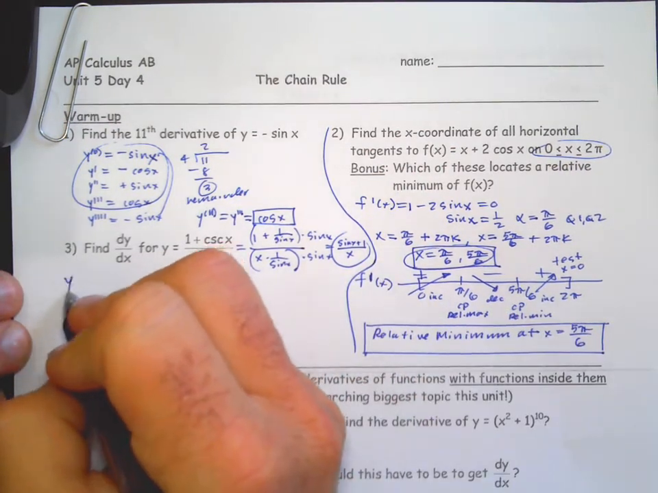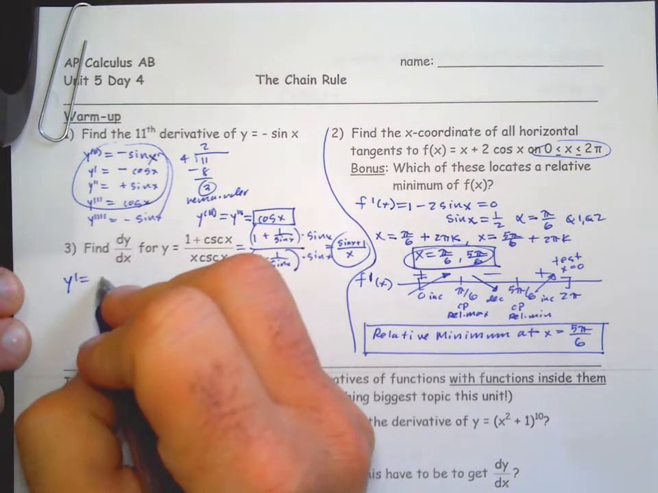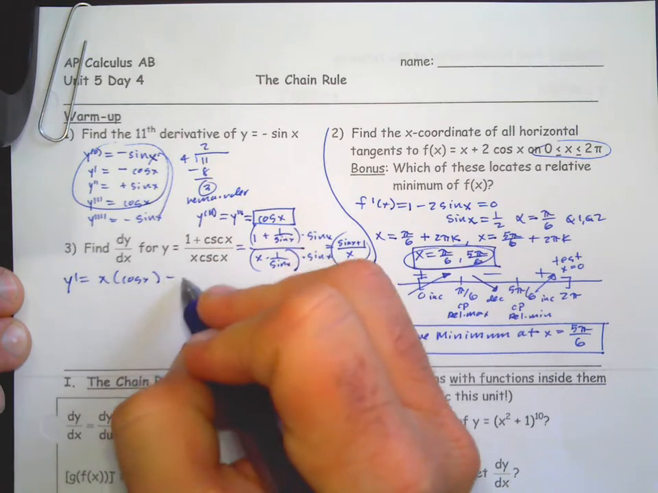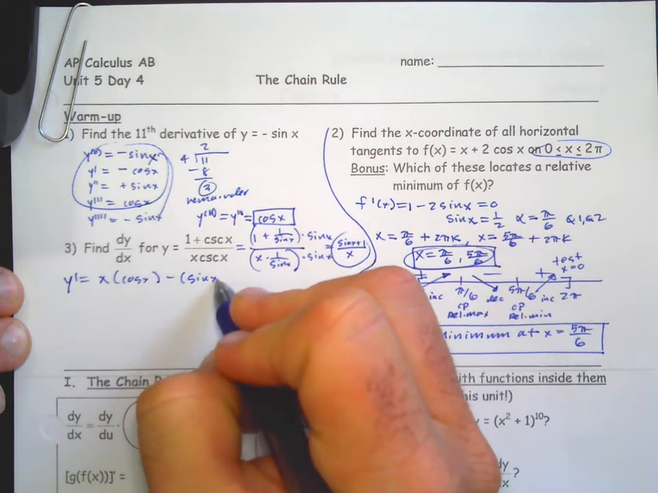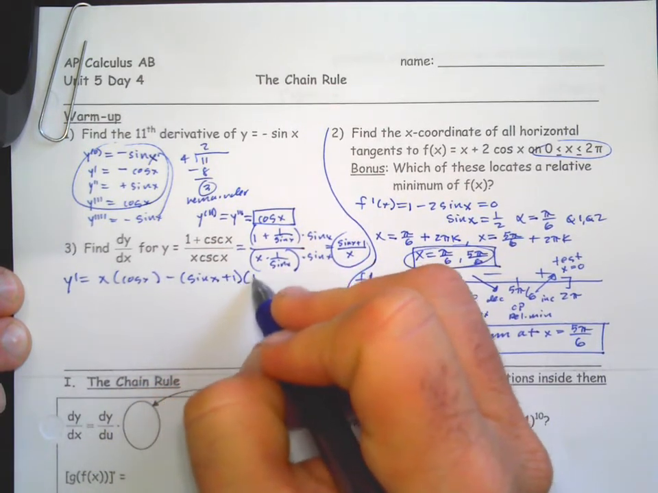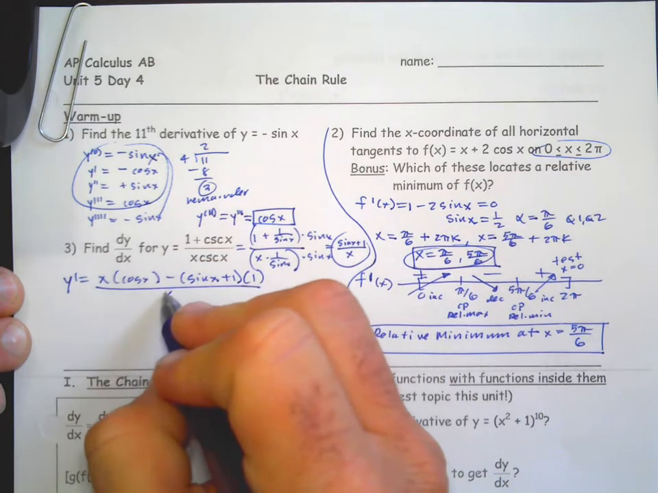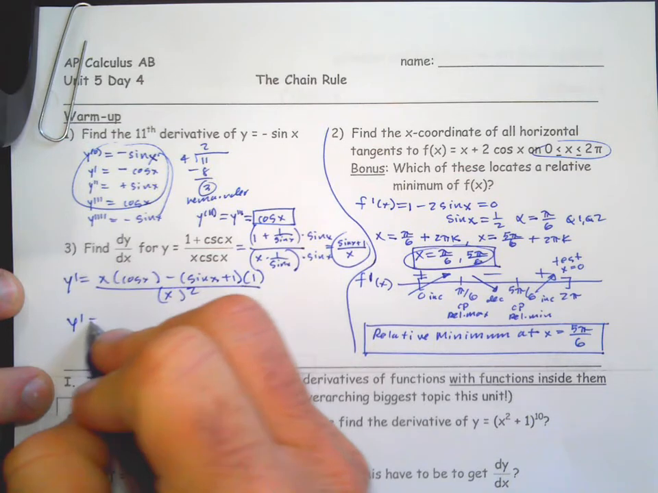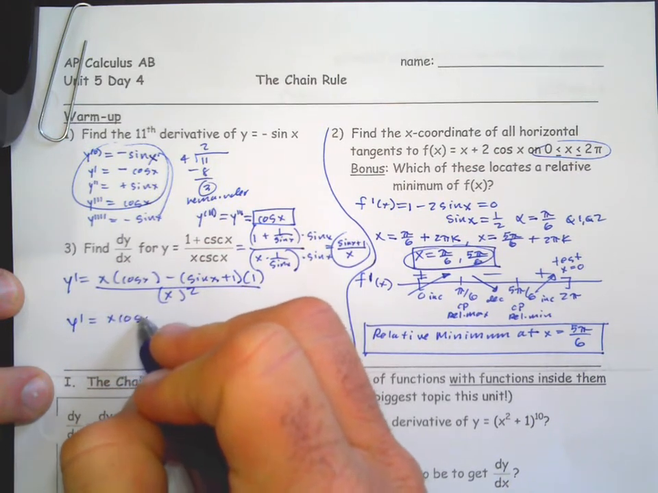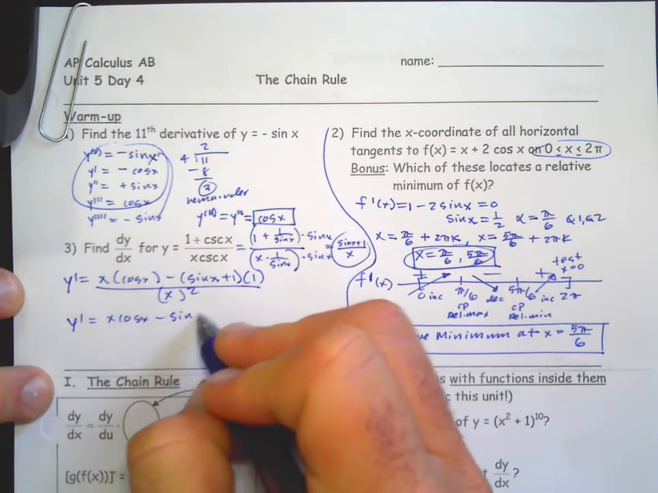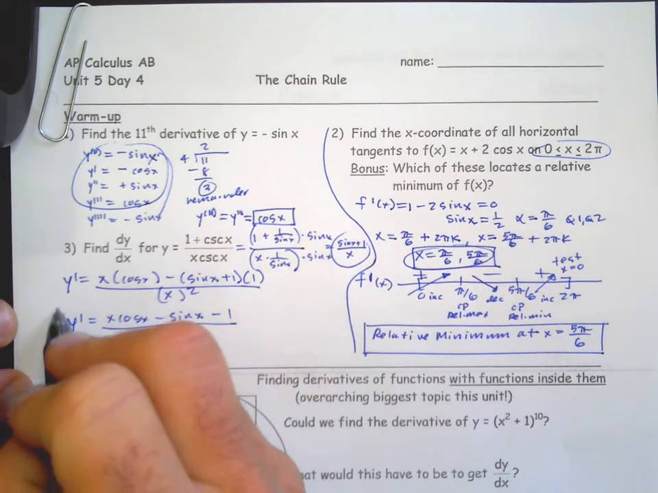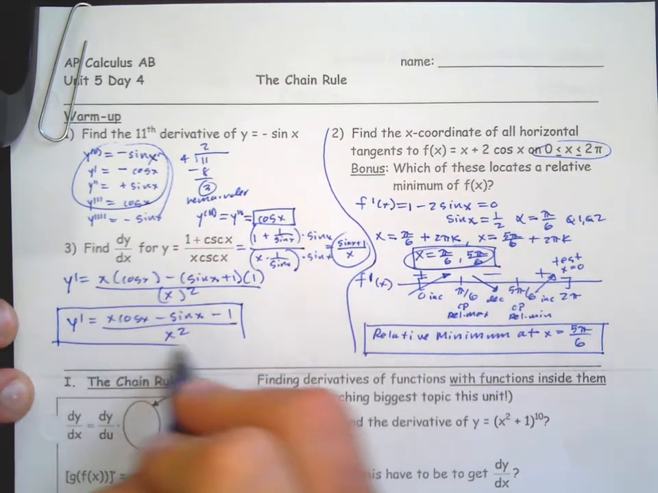So y prime, dy dx, same thing, low d high minus high d low, all over low squared. So x cosine x minus sine x minus 1 over x squared. So I guarantee that was a lot easier than the original one.